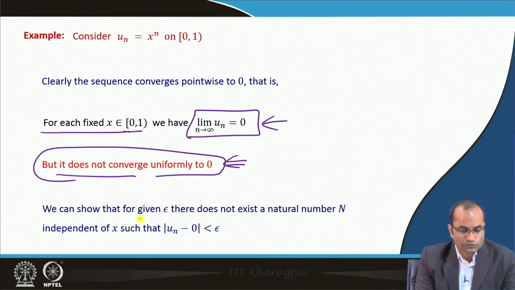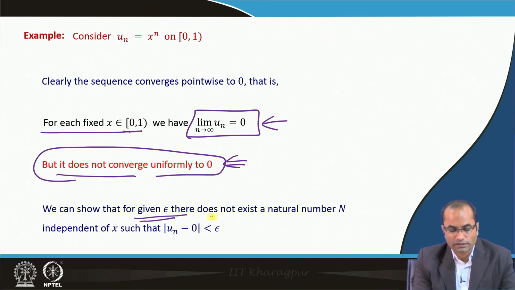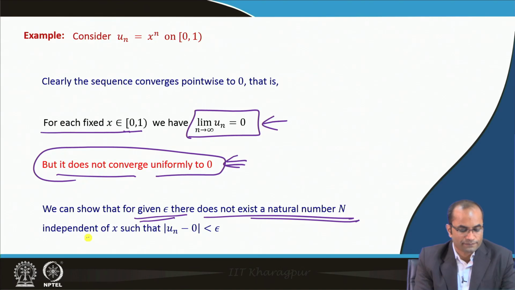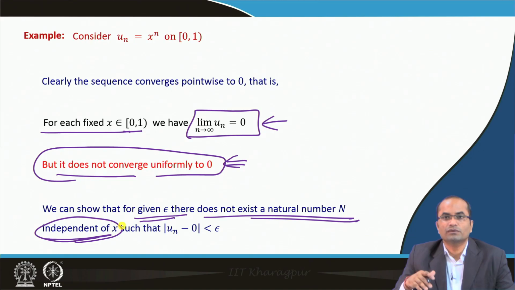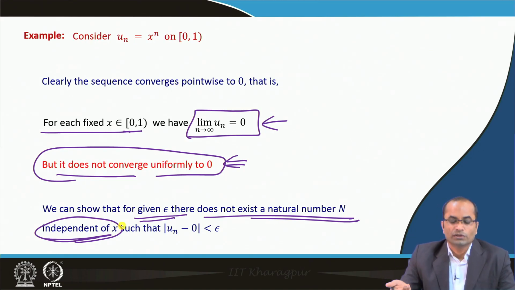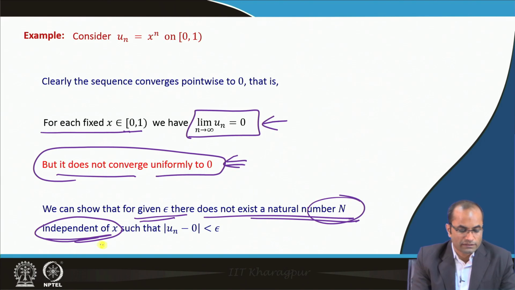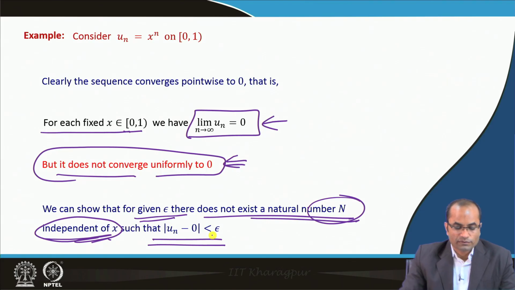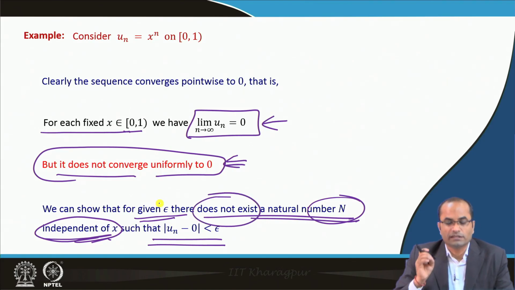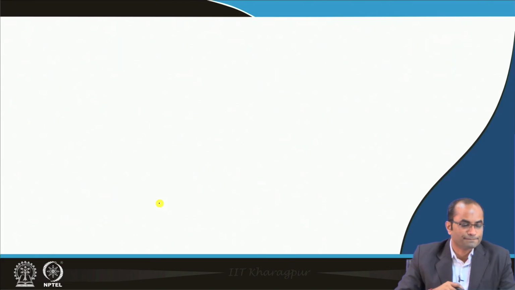For that we need to show that for given epsilon there does not exist a natural number N independent of x. This is more important. If this natural number N depends on x, we have only pointwise convergence. If there exists a natural number N independent of x such that the difference between u_n(x) and the limiting value 0 is less than epsilon, then we have uniform convergence. But here we will show that such N does not exist; N has to depend on x and epsilon both in this particular case.